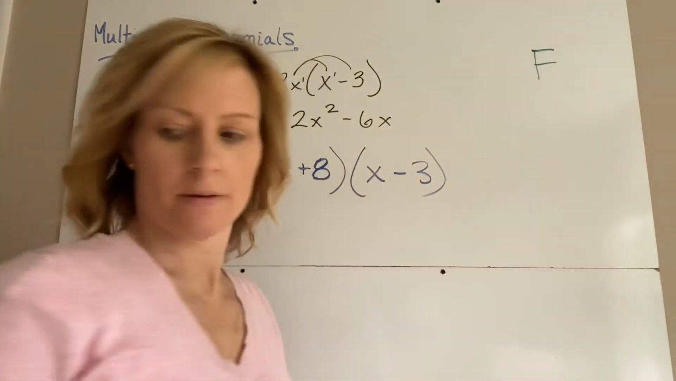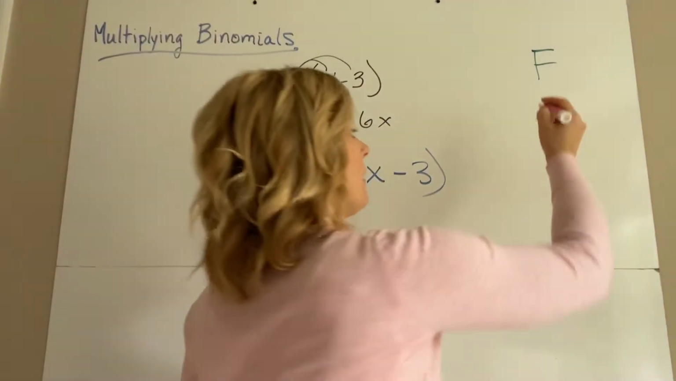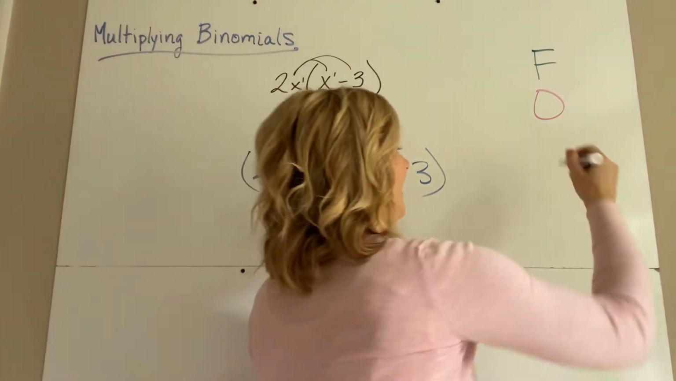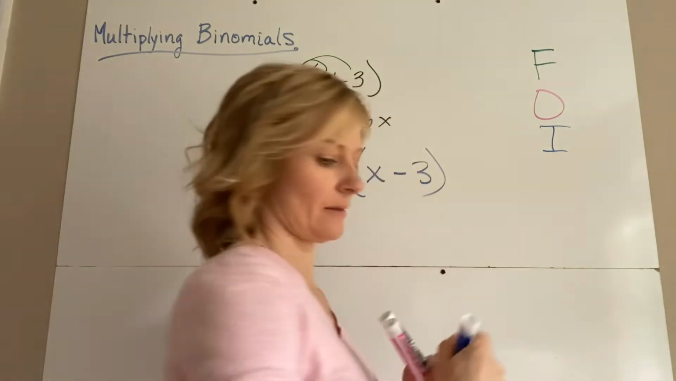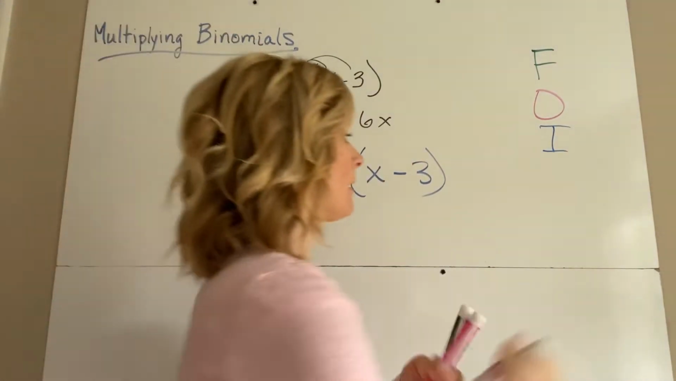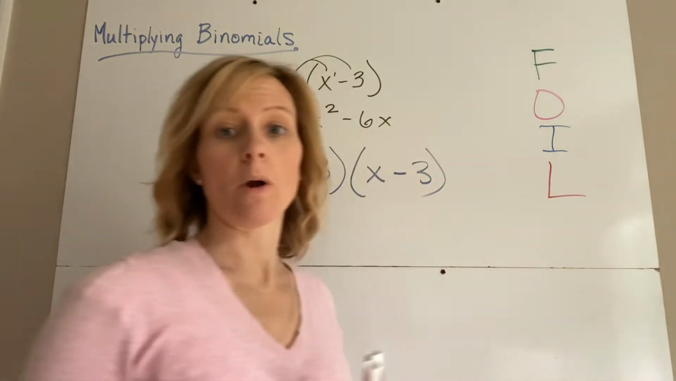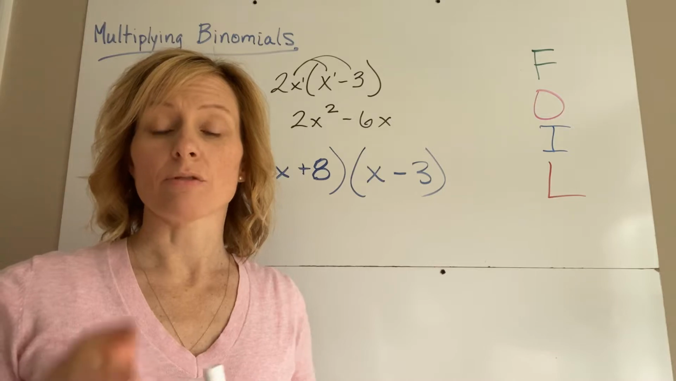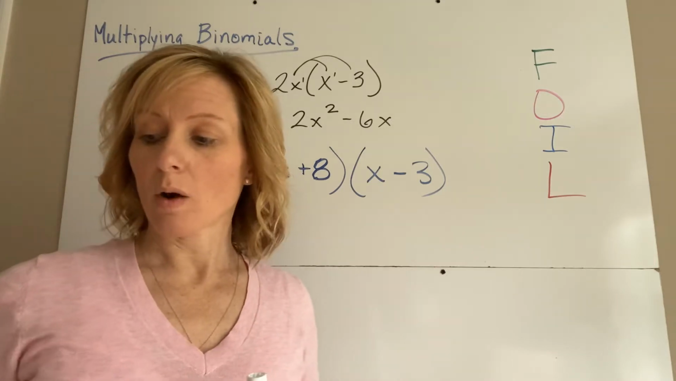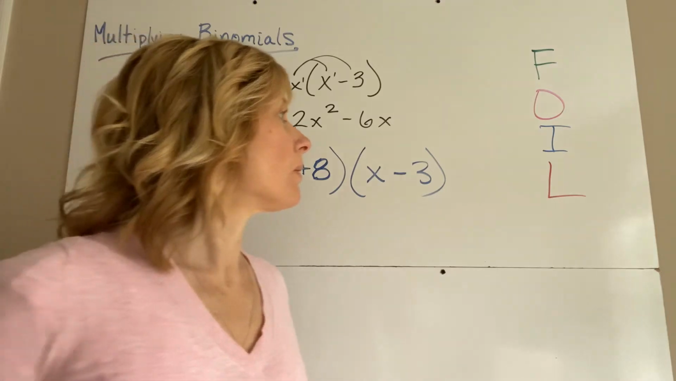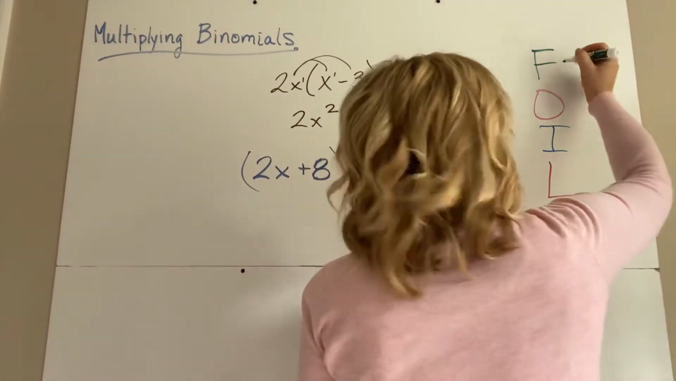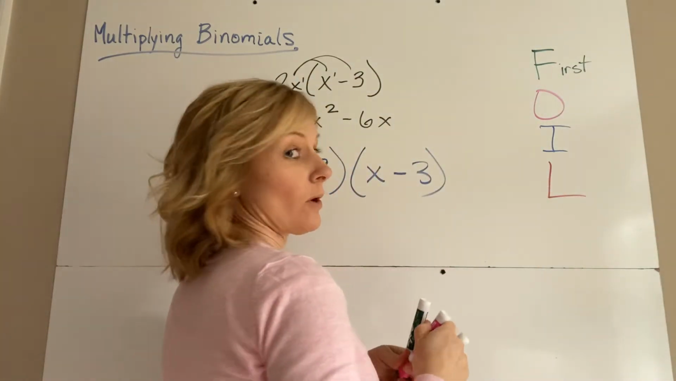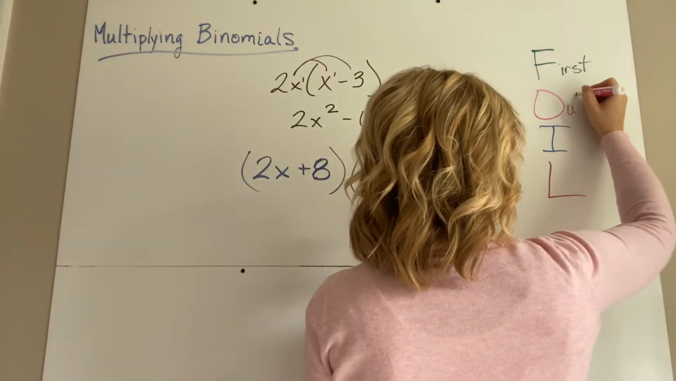There's the F. There's the O. There's the I. And the L. Okay, FOIL. So when we use the FOIL method, it's a mnemonic to remember what order we need to do things in. So make sure that you are aware that F stands for first. The O stands for, do you remember? Outer.